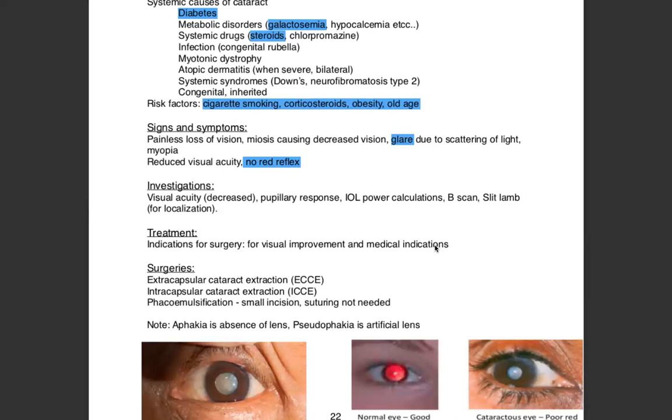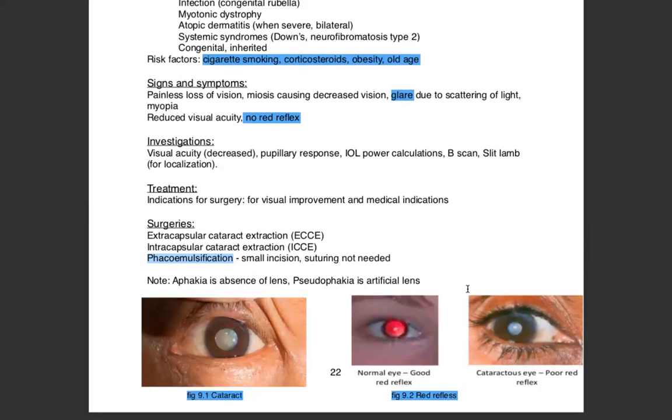There are a few types of surgeries that we can do. We have extracapsular cataract extraction, so we take the lens from outside. Intracapsular, and there is something called phacoemulsification, which basically uses laser. You use laser to break down the lens and you take it out. The good thing about phacoemulsification is that it does not need suturing, it's a very small incision and it's a very safe procedure. Okay?